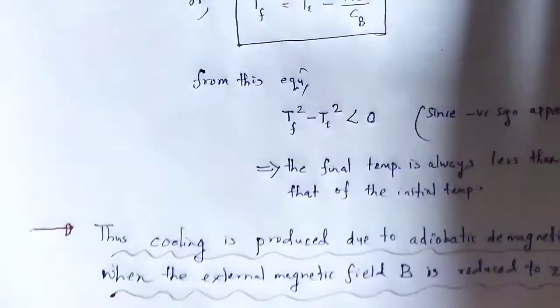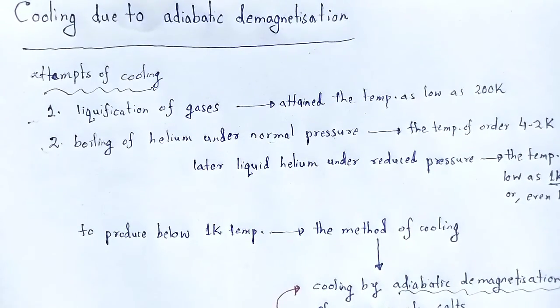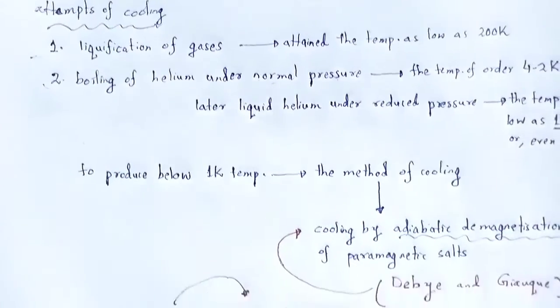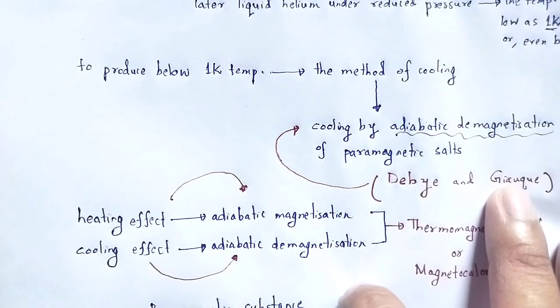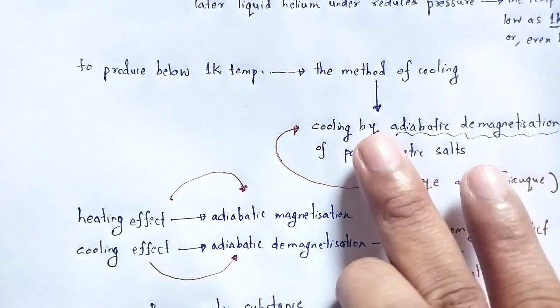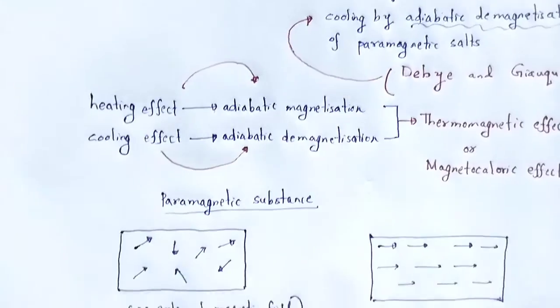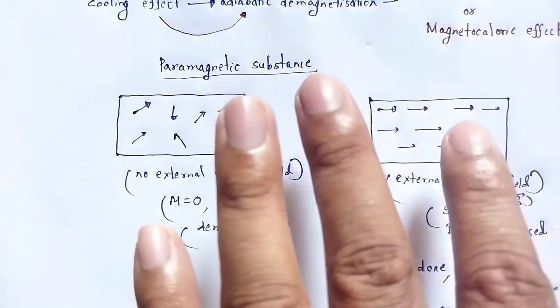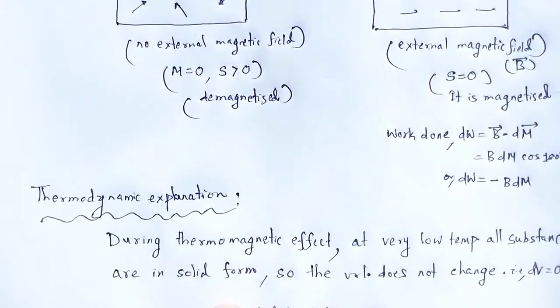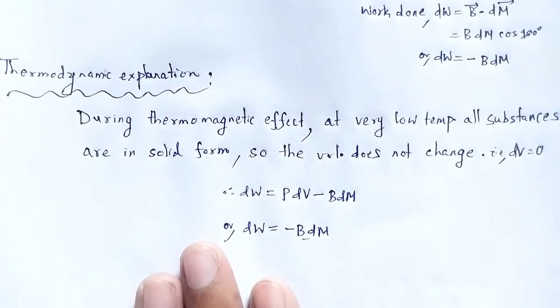So with the help of this video lecture, we understand how cooling is produced due to adiabatic demagnetization. These are some attempts at cooling proposed by the scientists Debye and Giauque: cooling by adiabatic demagnetization. And what is the thermomagnetic effect or magnetocaloric effect? Then how the paramagnetic substance is demagnetized and then magnetized by applying an external magnetic field. And next we discussed a thermodynamic way to explain cooling due to adiabatic demagnetization. So we proceed.